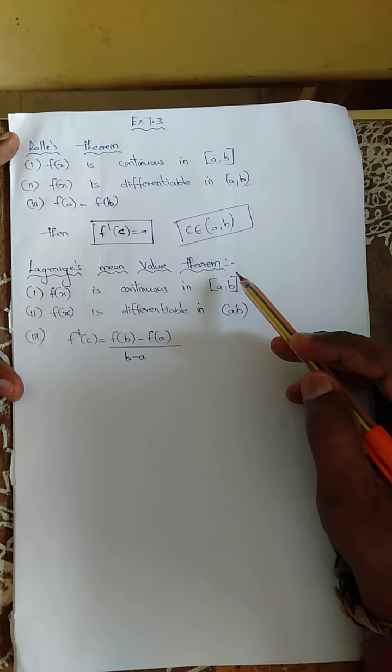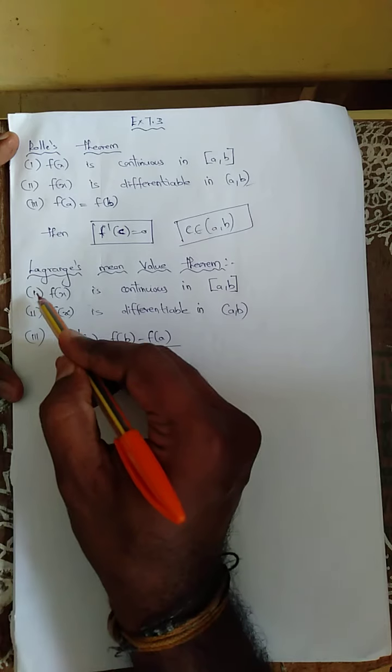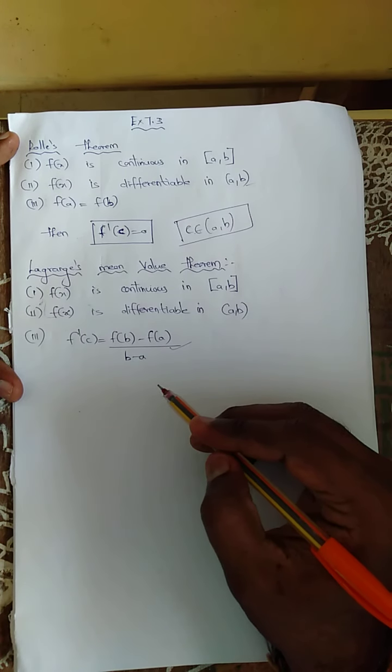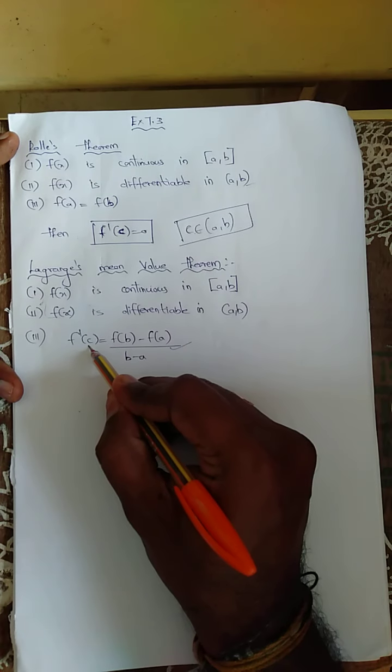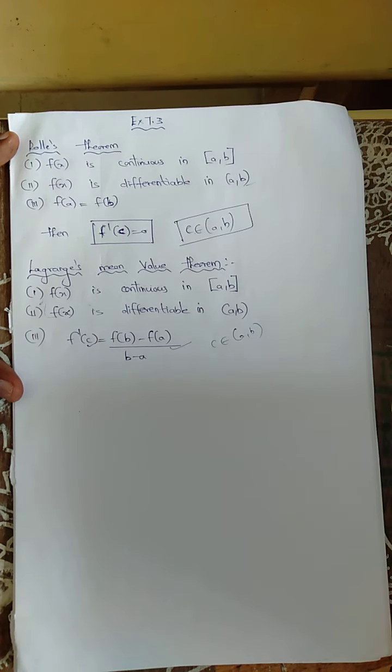Next, Lagrange's mean value theorem. f(x) continuous on [a, b], f(x) differentiable on (a, b). If these two conditions are satisfied, then I can use this: f'(c) is equal to (f(b) minus f(a)) divided by (b minus a). This c should belong to (a, b). Very easy sum only. We don't need to worry about this.